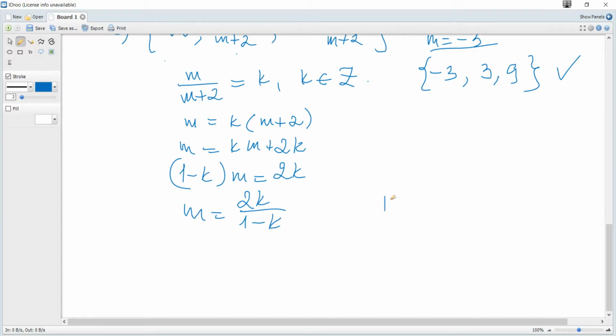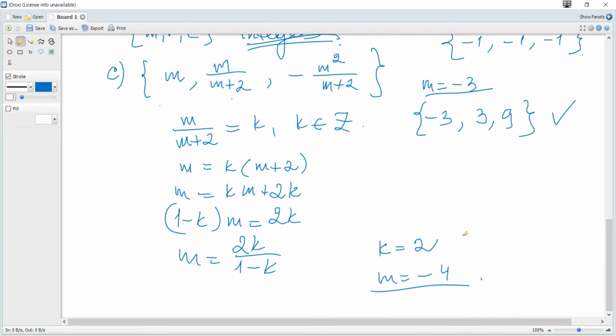again here, when k is 2, we can see m becomes -4. And hence our set becomes -4, -4, 2, and 8. It's actually the easiest way.